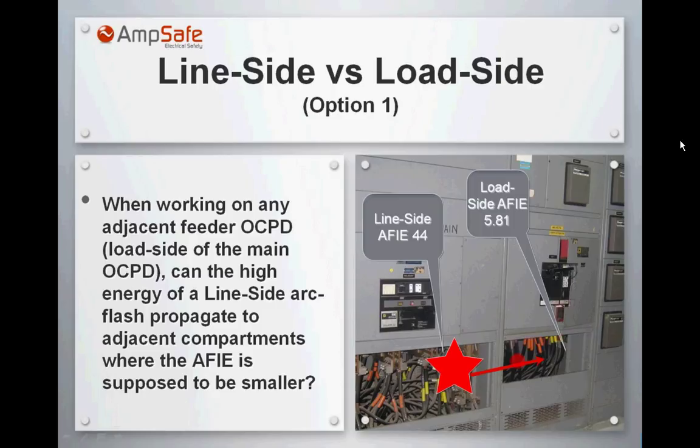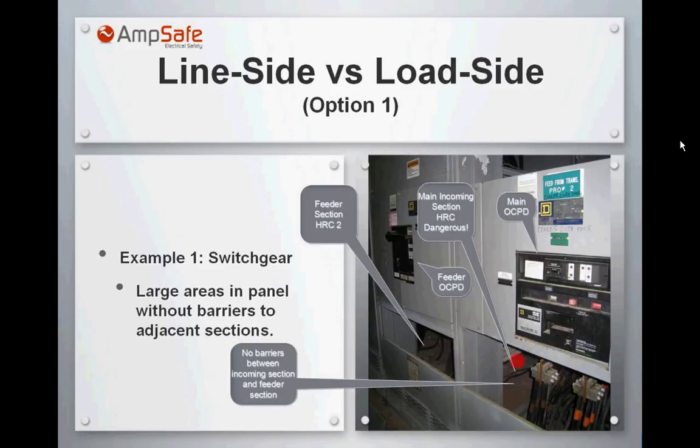Here we can see the barrier. There is no barrier between the incoming section, completely open, okay, and this feeder section that is right by the side. This is the feeder section adjacent to the incoming section, and everything is open, not only in the front, but it might also be open at the back. So it could be back and front, totally open, open frame. A lot of the older switchboards are like that. There are no barriers between the adjacent sections, okay?